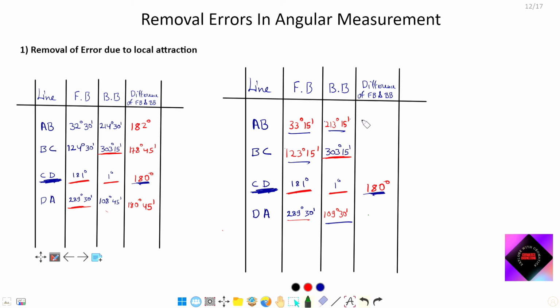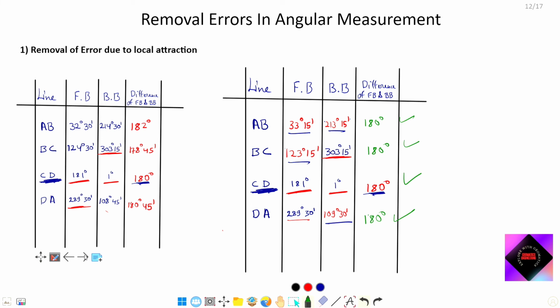Let's see: 213 degree 15 minutes, 180 degree; 303 degree 15 minutes, 180 degree. You can calculate it, just take the difference out of them. 289 degree 30 minutes and 109 degree 30 minutes, 180 degree. So we can see that the forebearing and backbearing of all the lines come to be 180 degree. That means now our measurement is free from local attraction.